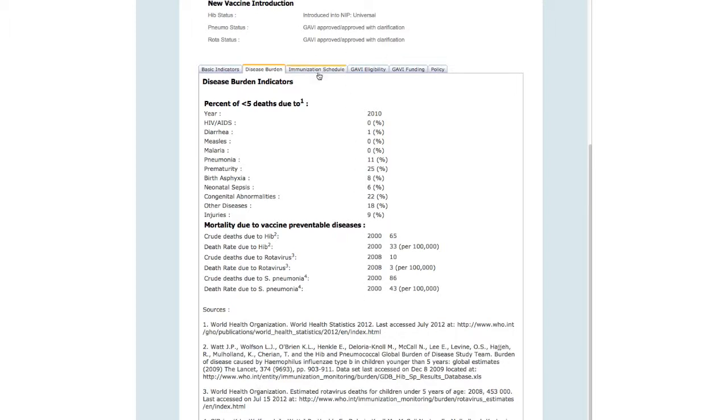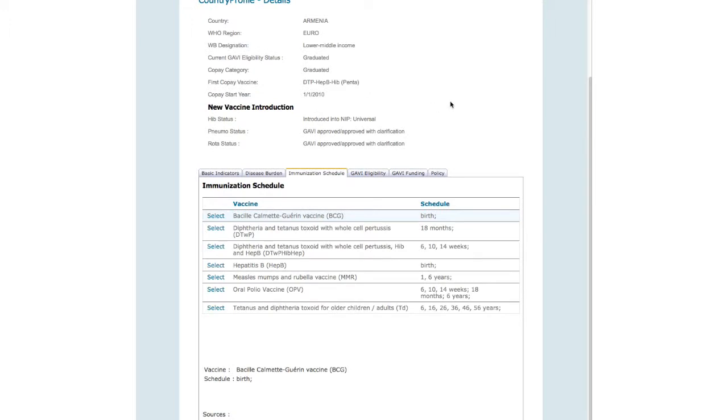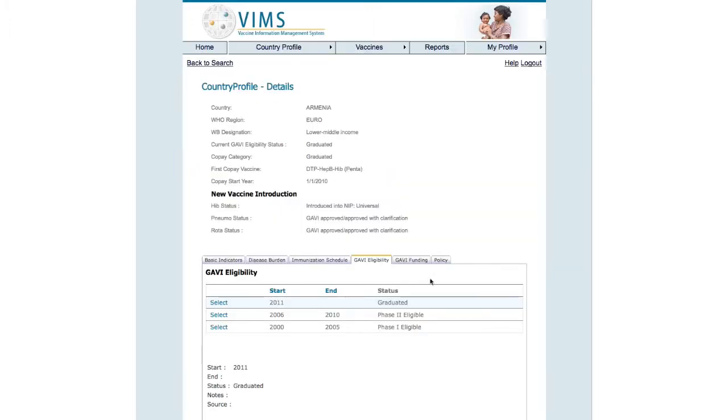In addition to the country profile, you can see the immunization schedule for each country. This is the most up-to-date information from the World Health Organization. You can also see their historical Gavi eligibility. So Armenia was eligible from 2000 to 2011, and then graduated in 2012.